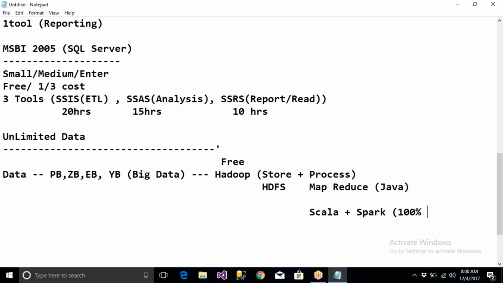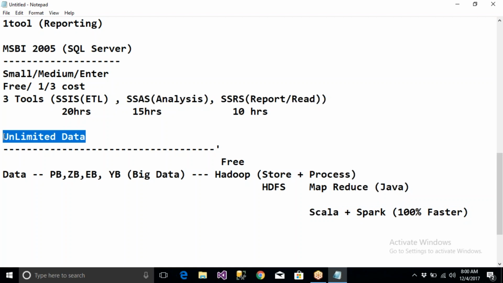Okay, a lot of improvement in the performance angle. So many people are now using Scala and Spark. Scala is the language, Spark is the library in which you should be able to store the data and get the data when you have unlimited data, right?